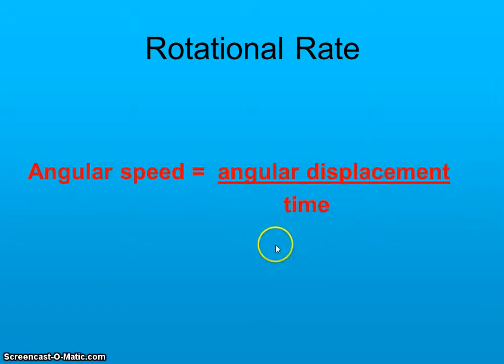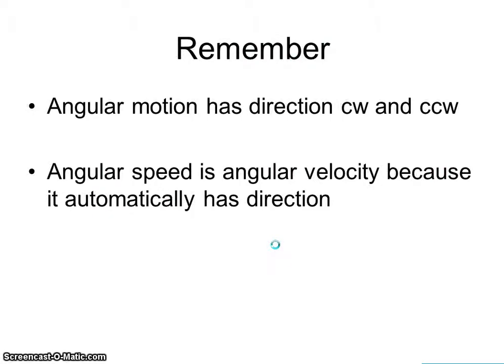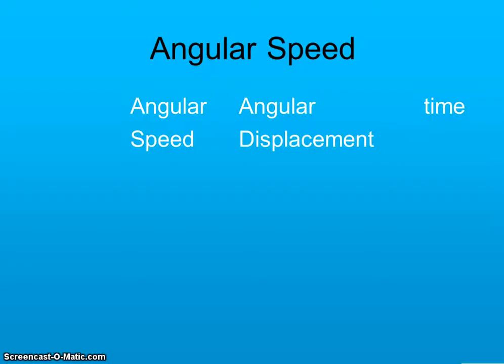We'll show you a couple things here. I already said the motion is either going to be clockwise or counterclockwise, and when we use the term angular speed, it's actually the same as angular velocity because it has to have a direction. You're either going clockwise or counterclockwise. That's your only choice.